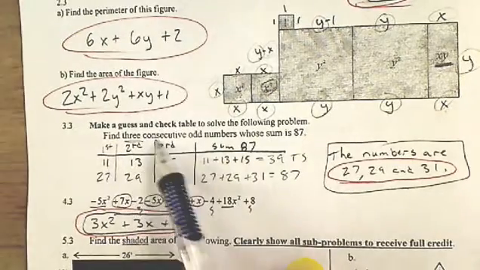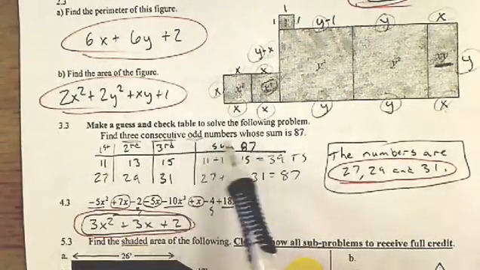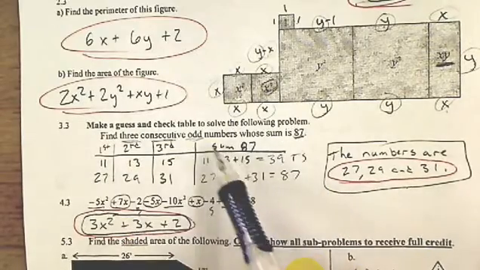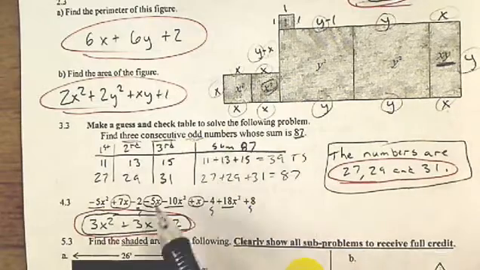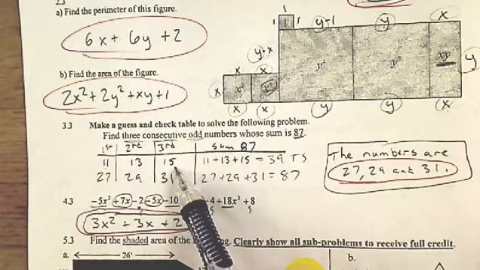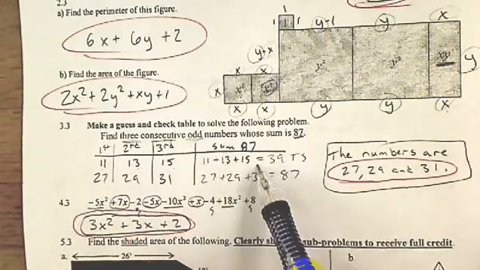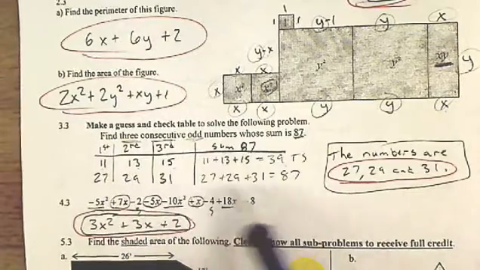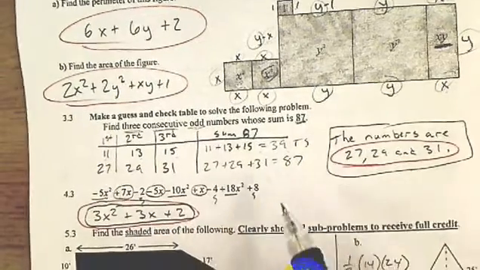Find 3 consecutive, that's in a row, odd numbers whose sum is 87. We had a problem just like this the other day, except it said even. And I just pick an odd, and I find the next odd, and the next odd, and then the sum means add them all together. So 27, 29, 31, add them together, 87.